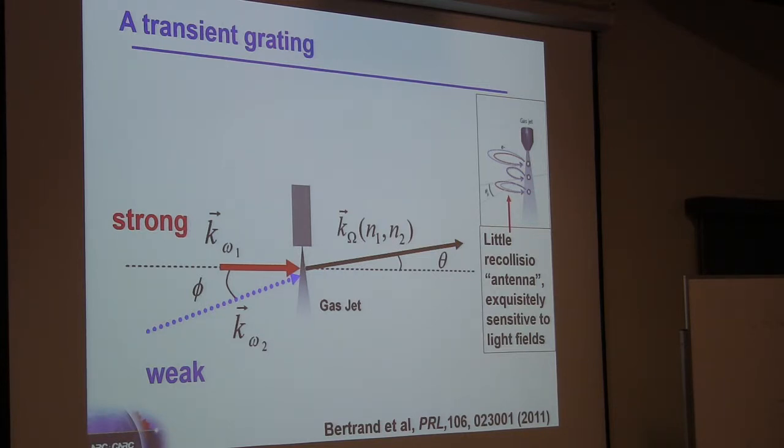So let's try an experiment. Let's try an experiment in which we bring a strong infrared pulse, 800 nanometers, into a material. We create high harmonics in the material. The high harmonics go forward along this dotted line like before. And let's bring in a weak pulse from below, second harmonic, and perturb this.